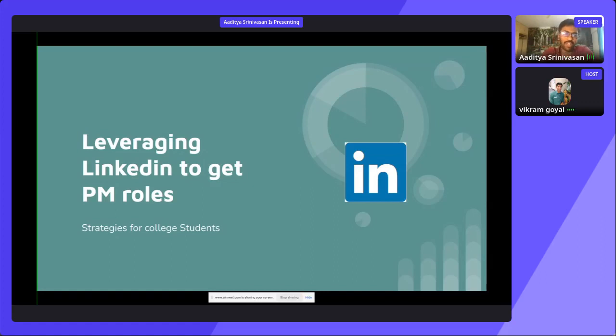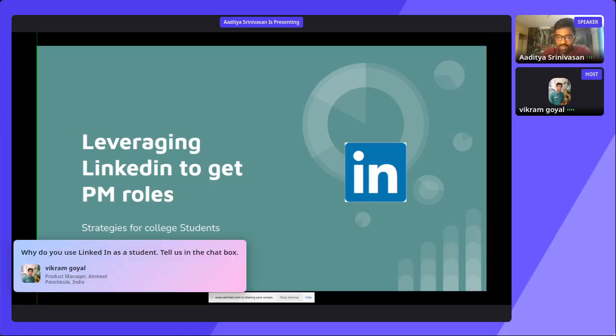And when it comes to off-campus efforts, one of the best platforms and the most used platform is LinkedIn. So also, guys, can you just show and tell in the chat, what do you guys think about LinkedIn, or why do you use LinkedIn currently? If you are a college student, why are you using LinkedIn currently?